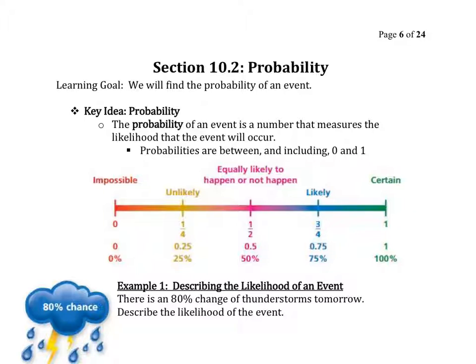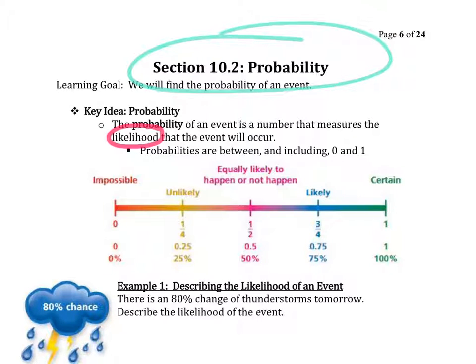In 10.1, we talked about what was an event and what were our outcomes for different types of experiments. But today we're actually going to look at the probability of an event. So if you look at the first bullet point here, the probability of an event is the number that measures the likelihood that the event will occur. Just like we talked about last week, probabilities are between and include 0 and 1.